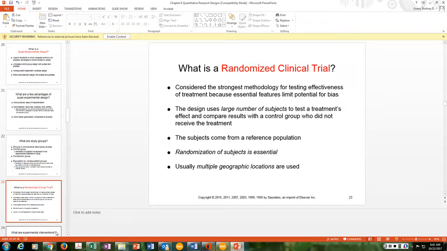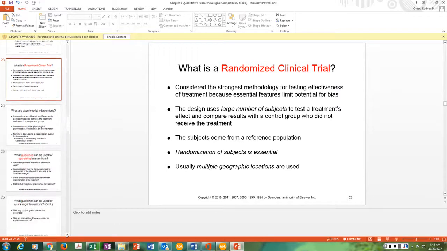The design uses a large number of subjects to test the treatment's effect and compare results with a control group who did not receive the treatment. Randomization of subjects is essential, and they use multiple geographic locations. This is a huge study and probably requires a lot of money to fund it, and would no doubt be funded by NIH.